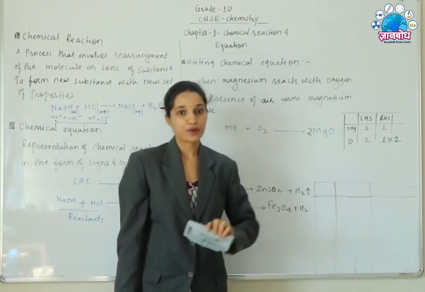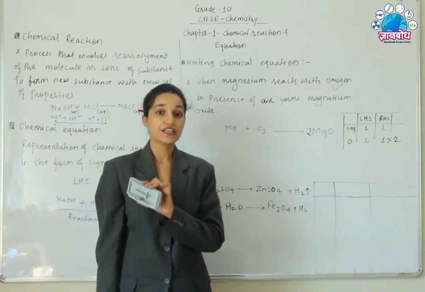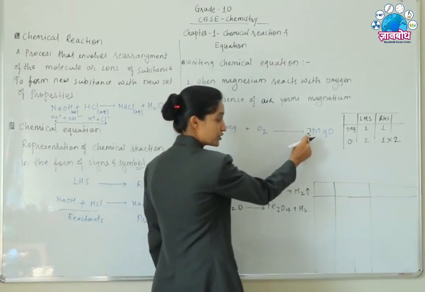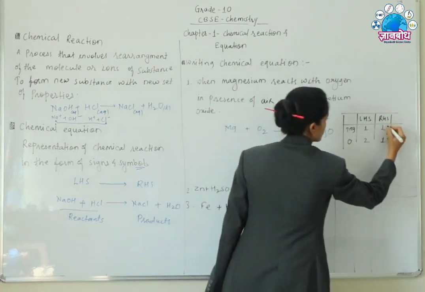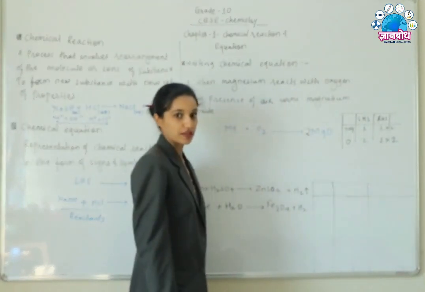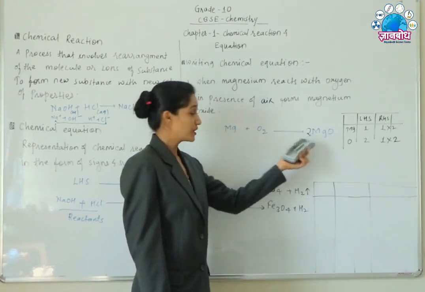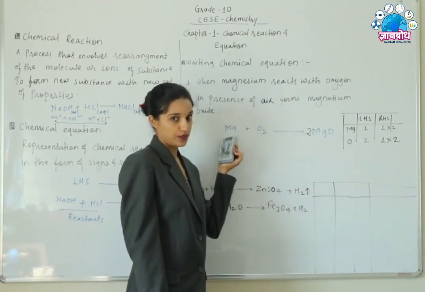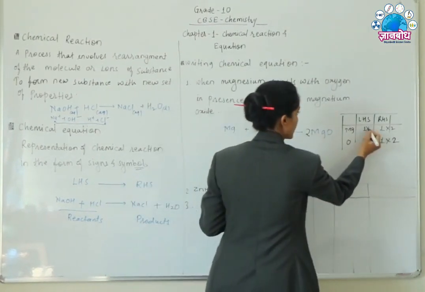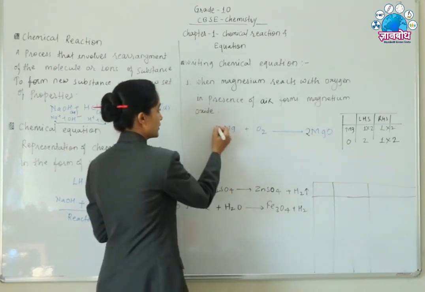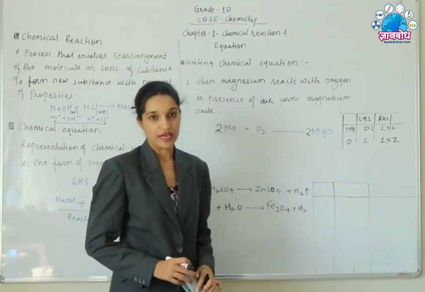Okay. Now what happened after adding 2? Now can I say the reaction is balanced? Definitely no. Because due to the addition of 2 here, the number of magnesium in RHS is also changed. Now there are 2 magnesium. But here in LHS there is only 1 magnesium. Okay. So what should I do to balance magnesium here? I have to again multiply by 2. Here I will write 2. Then the reaction is balanced.